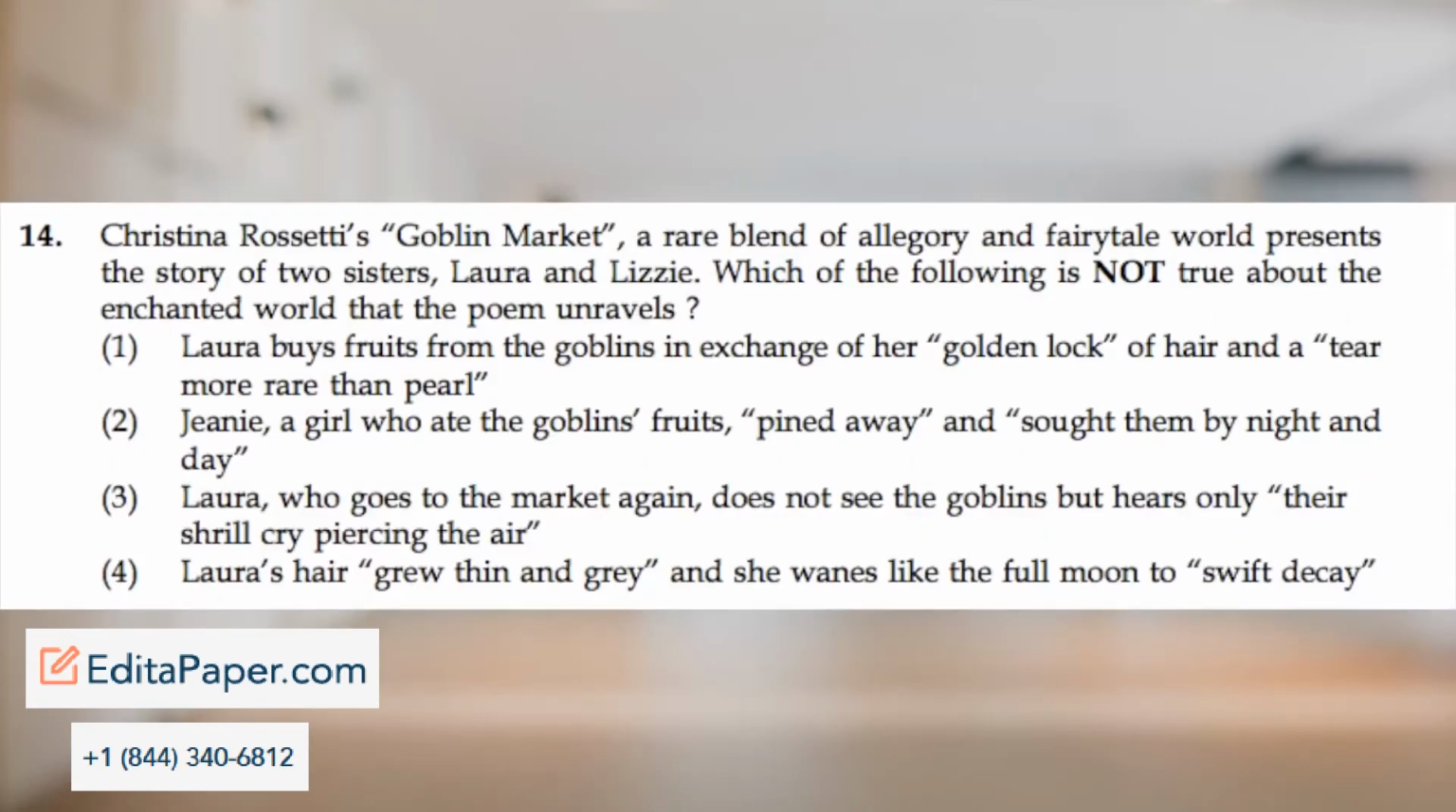So the concept here is to pick the one which is not true. The not true thing is option C: Laura, who goes to the market again, does not see the goblins but hears only their shrill cry piercing the air. She doesn't go to the market again. That's what you have to remember.